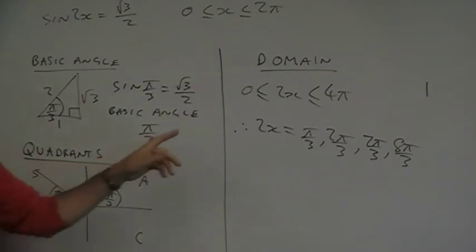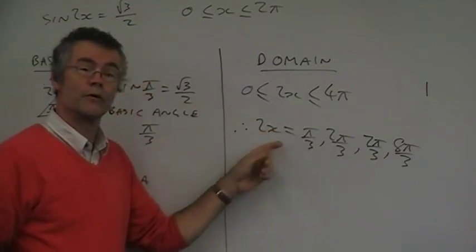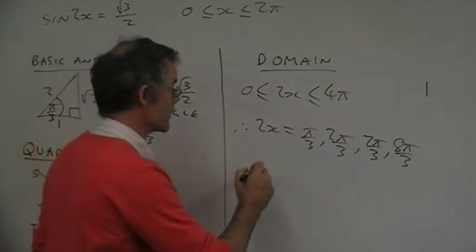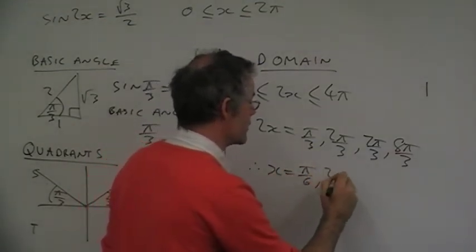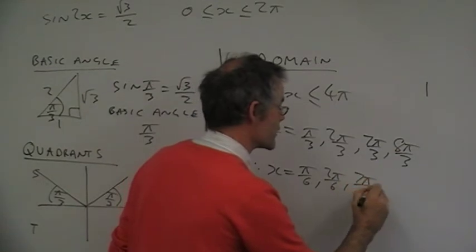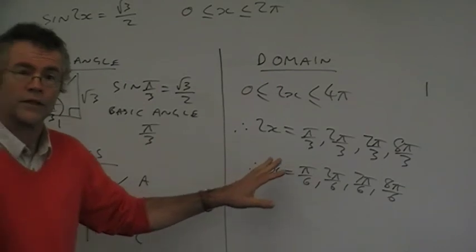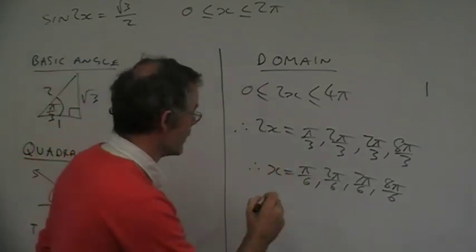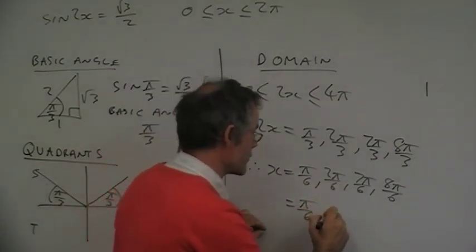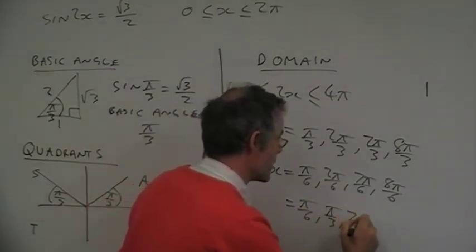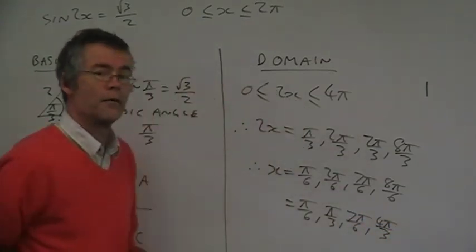We're almost there. We now just have to divide. This is like 4 different equations. Just divide by 2 and we'll find out what our x is. Pi by 2 we get pi on 6, 2 pi on 6, 7 pi on 6, 8 pi on 6. We won't leave it like that because you can write these things a bit simpler, so we'll simplify at the end. That's pi on 6, 2 pi on 6 is pi on 3, 7 pi on 6, and 4 pi on 3. And we get those 4 solutions.